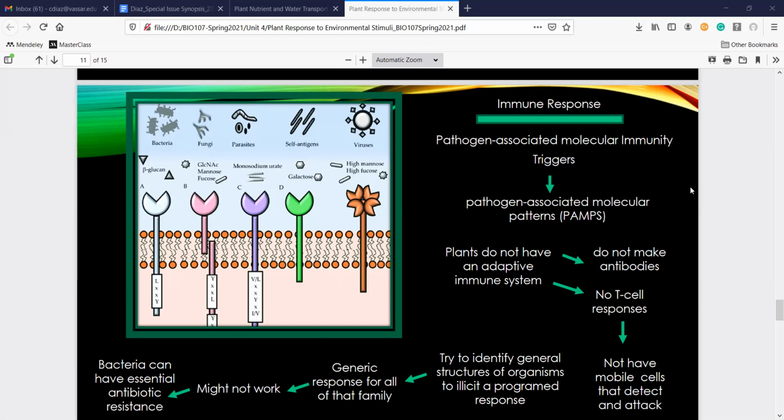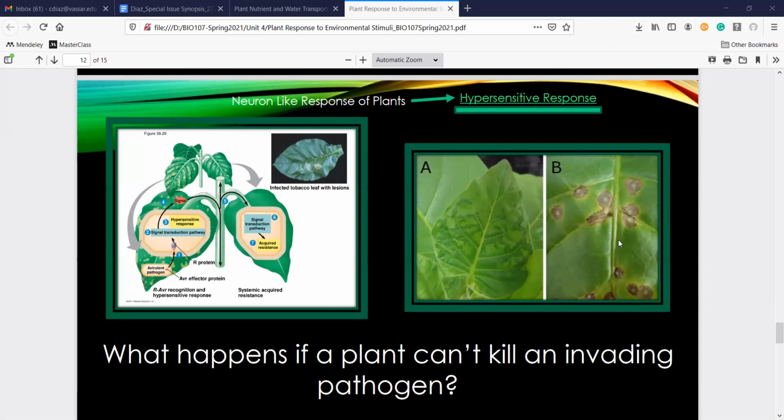So you have the immune response that I want you to know about, but I also want you to know about the hypersensitive response. Plants have evolved, right? They've been evolving and dealing with pathogens for millions upon millions of years, billions of years.